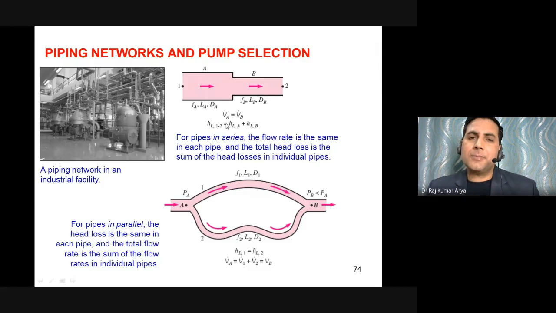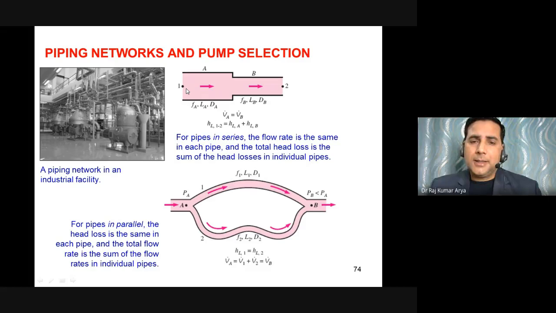Minor head losses means only because of all sorts of fittings. Whatever fittings you have added, elbow, thread, nipple, coupling, flange, gate valves and all this, all sorts of fittings apart from the length of the pipe, are called fittings. Apart from the pipe length, that is called minor head loss. Okay, two terms are there, major head loss and minor head loss. Fine.